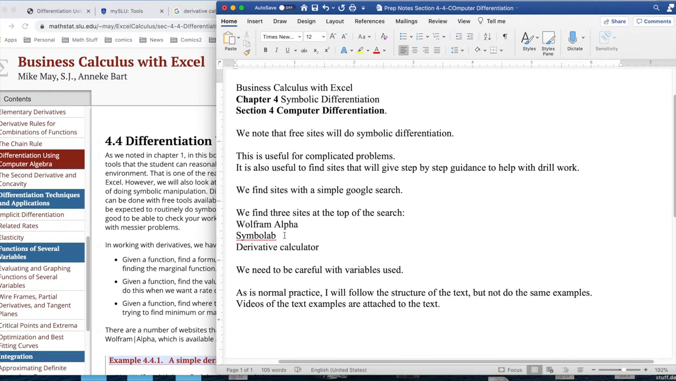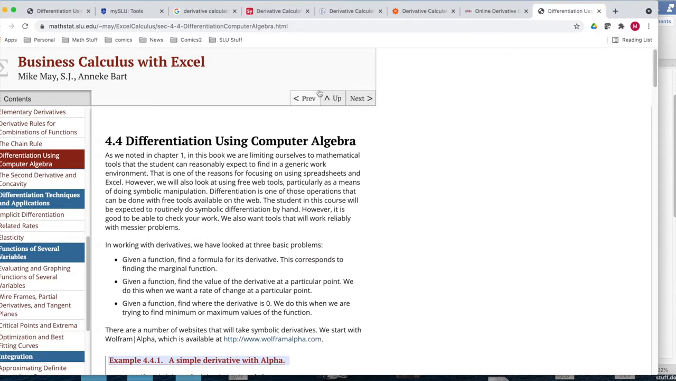We'll find our sites with a simple Google search. Three sites that will come up off the top are Wolfram Alpha, Symbol Lab, and the Derivative Calculator. You need to pay for a membership for Wolfram Alpha and Symbol Lab at this point to see step by step; the derivative calculator still works. We'll need to be careful with the variables used because most of these sites only allow one-letter variables. As is normal practice, I'll follow the structure of the text but not the examples. So we're looking at differentiation involving computer algebra.